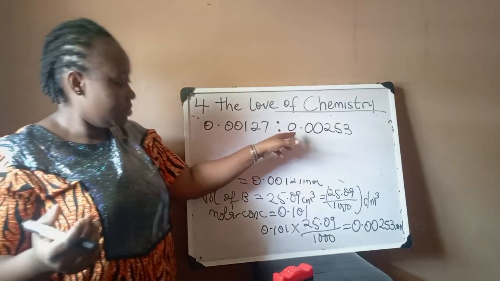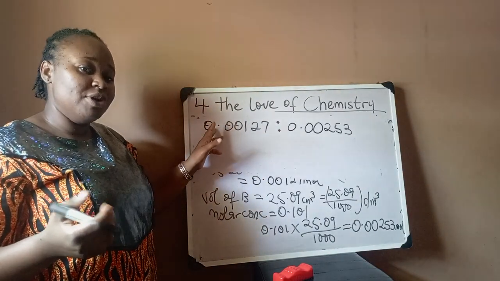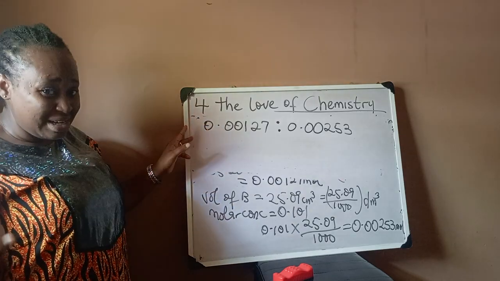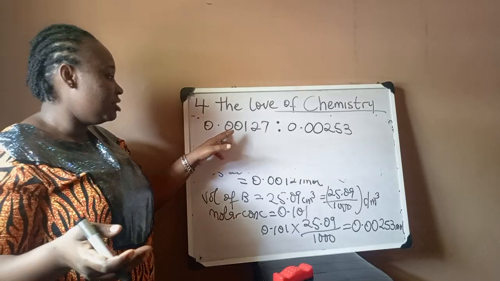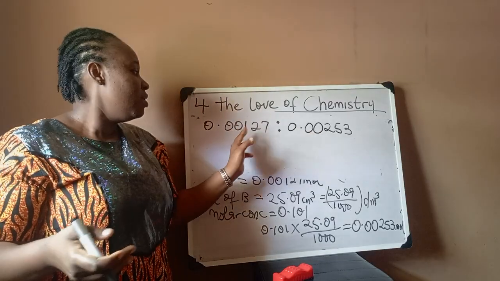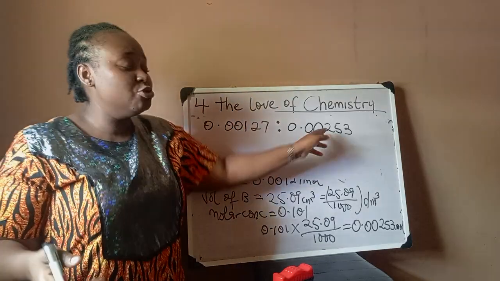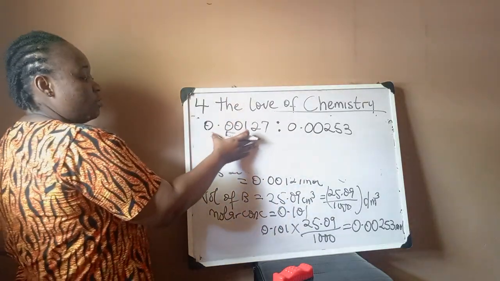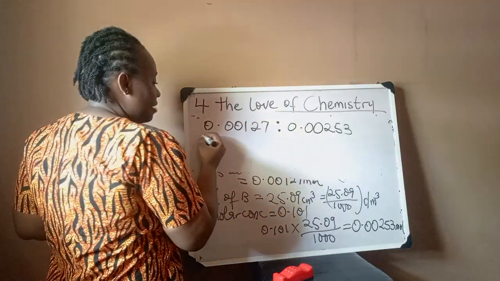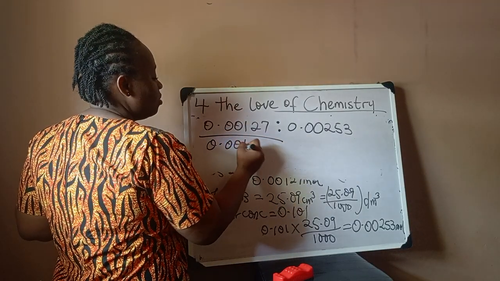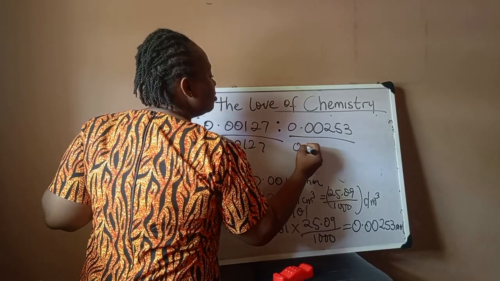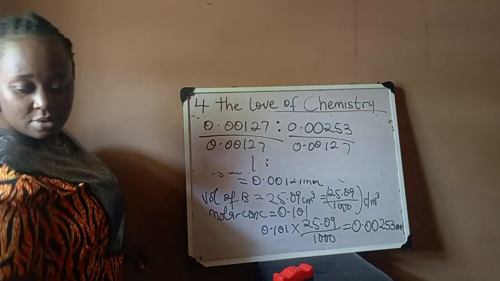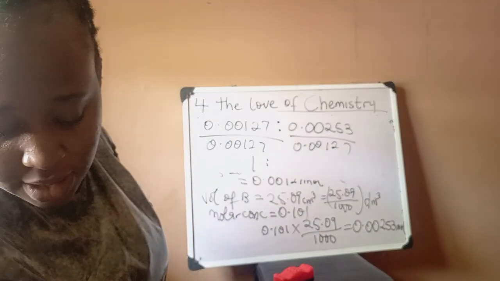So 0.00, from this point is where you start checking, because so far there is no number here. No matter the amount of 0 you put here, it doesn't count. But from this point, now you check 0.0001, 2. As you can see, 1 and 2 are in the same category, so 1 is smaller than 2. So the smallest is this one. So we divide by 0.00127. Of course, this will give us 1 is to, what do we have here? 1.99.